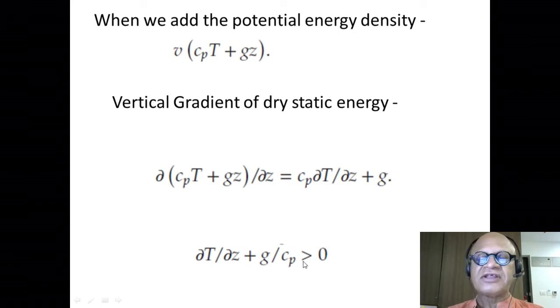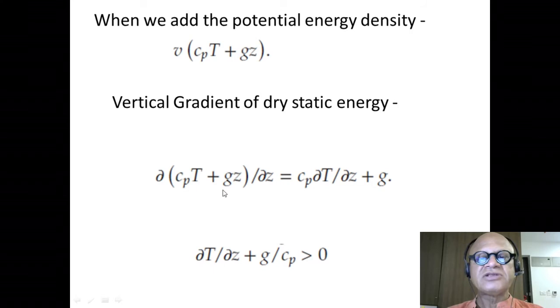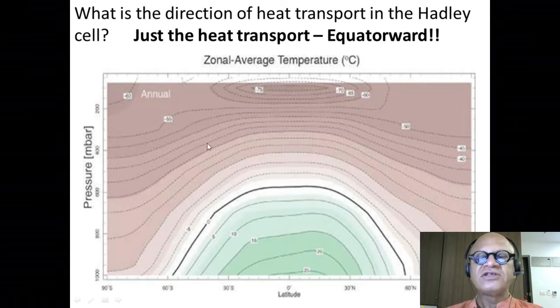So Cp dT/dz plus g, over Cp, okay, take the Cp on the other side. This is greater than 0 in the low latitudes, right? You have dT/dz, which is negative, and g over Cp, which is positive. The sum of that tends to be positive. And what does that mean? It means the dry static energy transport is basically not very large at all. In fact, it is slightly towards the low latitudes from the high latitudes because of exactly what we said before. This gradient is small and the air is actually converging from cooler temps to the warmer temps.